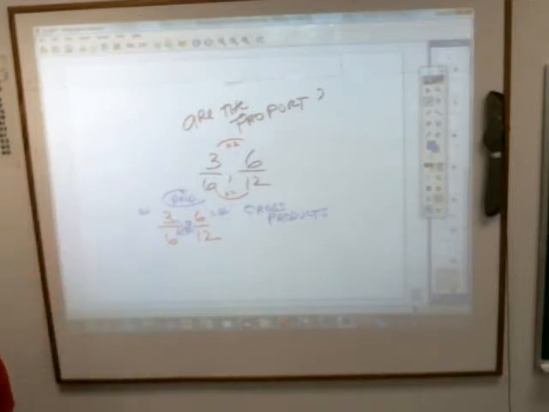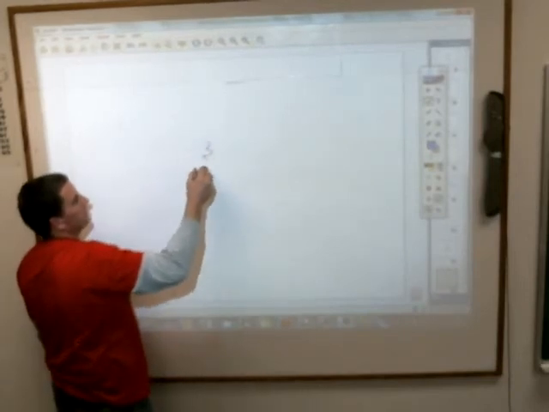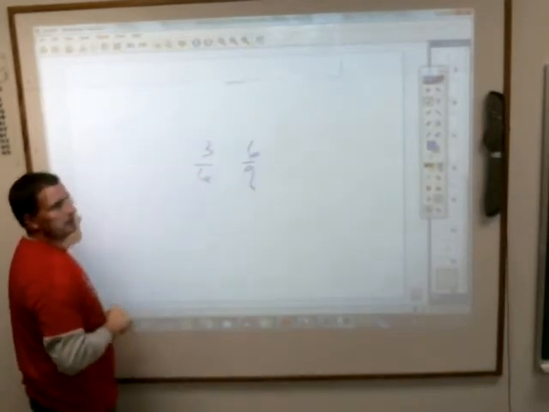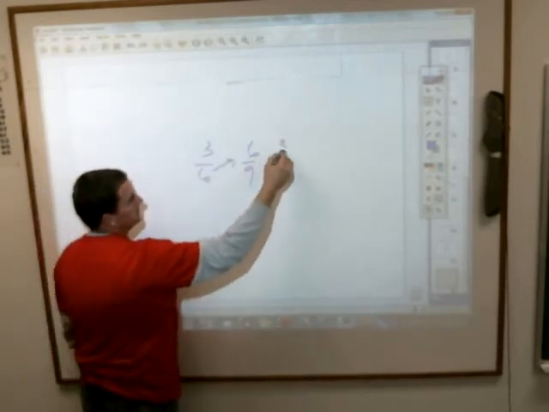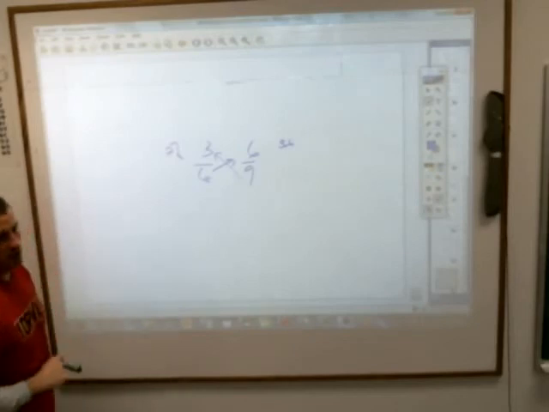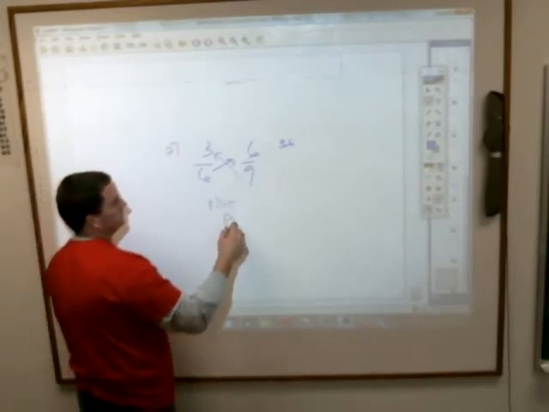And that's usually a little quicker than having to sit there and look at this, that, or the other thing. 3 sixths and 6 ninths. Are they proportional? What's 6 times 6? 36. What's 9 times 3? If they don't equal the cross products, then these are not proportional.